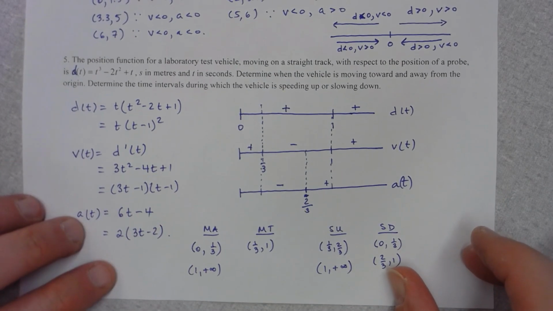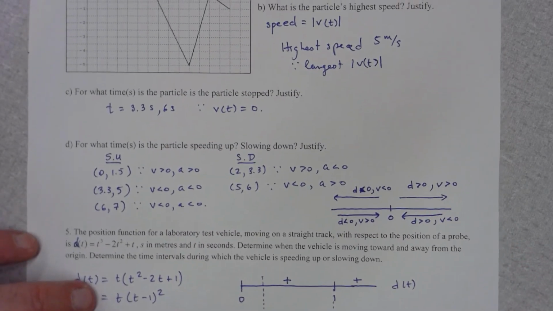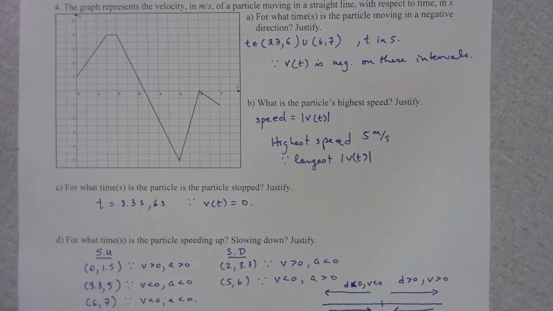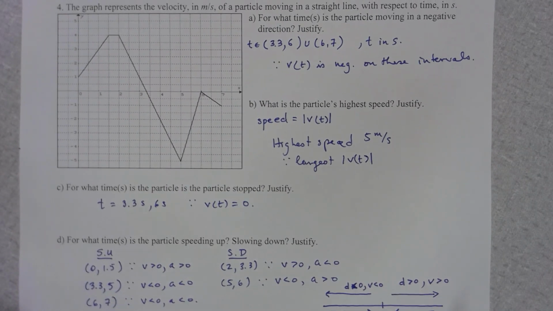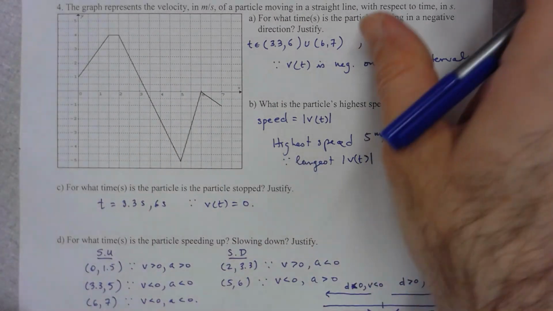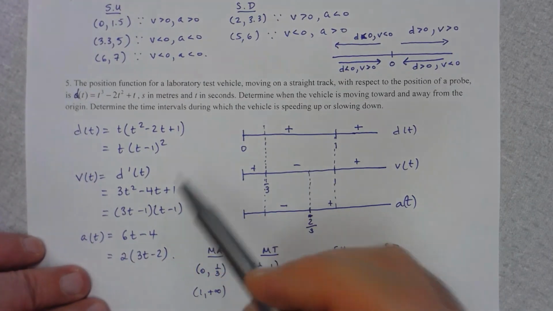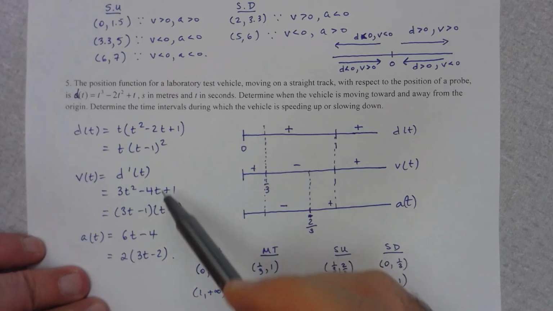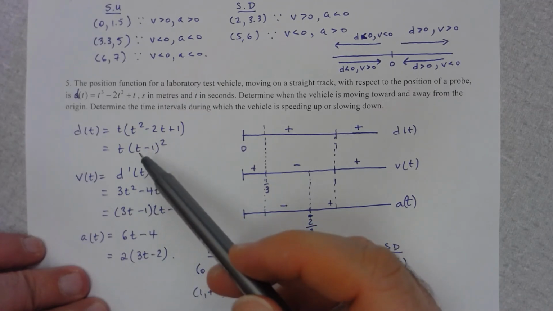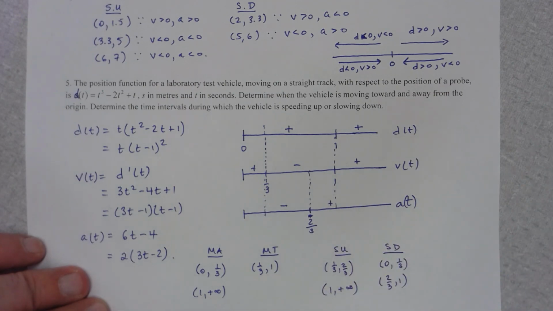So just to recap, notice how answering almost all of these questions involved looking at the sign of either the position, the velocity, or the acceleration function. Here I did that all by observing the graph, whereas here I used our methods for determining the sign of a function by determining x-intercepts and creating our number lines. Okay, that's it.